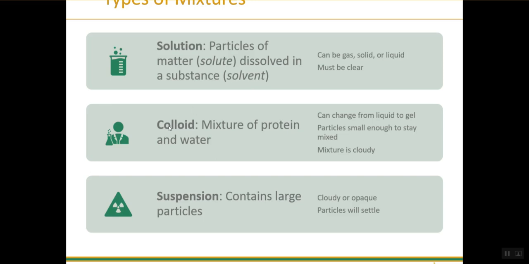Okay, a colloid is a mixture of protein and water. This can change from a liquid to a gel. Something like that would be like a gelatin. And a suspension contains large molecules. So if you look on page 26, you'll see the top one is the solution, the middle one is the colloid, and the lower one is the suspension.